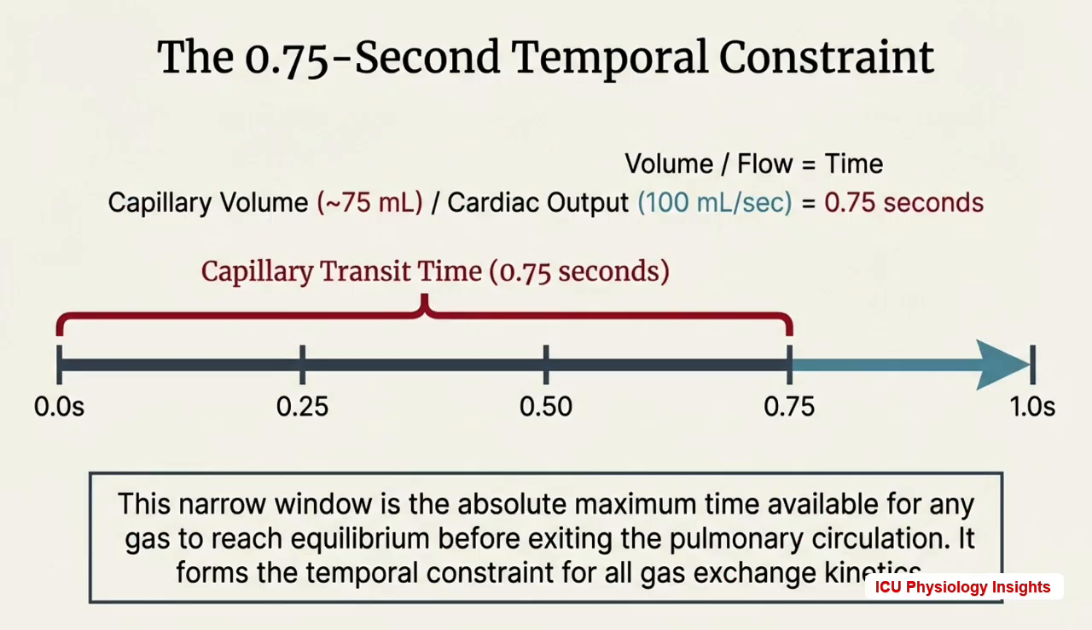And you really feel the pressure of this question when you look at the clock. At rest, a single red blood cell has only about 3/4 of a second, 0.75 seconds, to make its entire trip through a pulmonary capillary. Think about that. That's all the time it has to dump its CO2 and pick up a full load of oxygen. Everything we're about to discuss has to happen inside this tiny window of time.